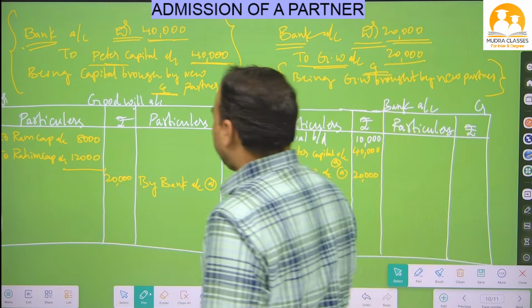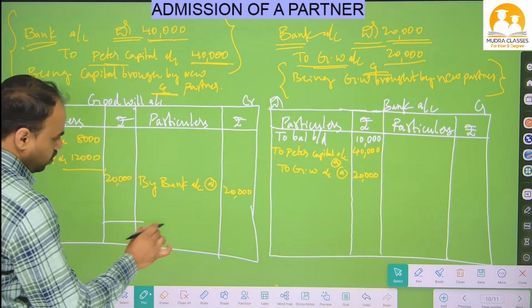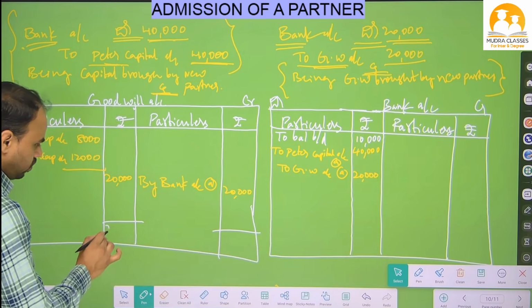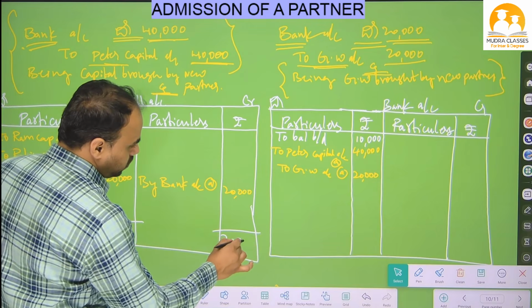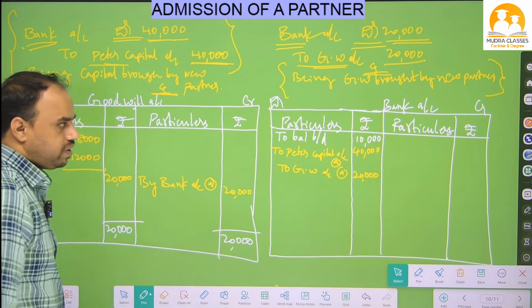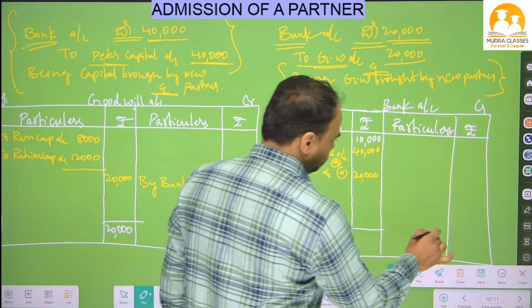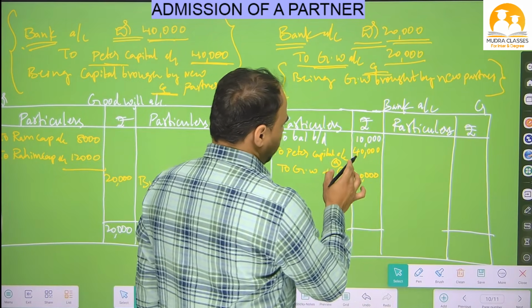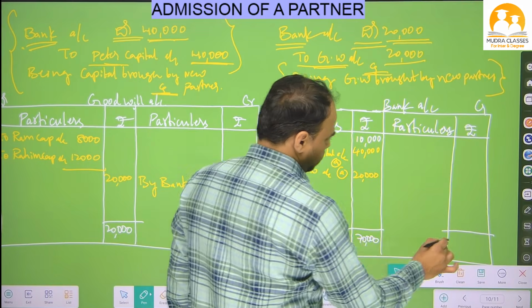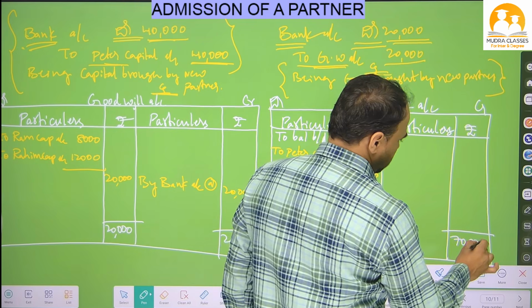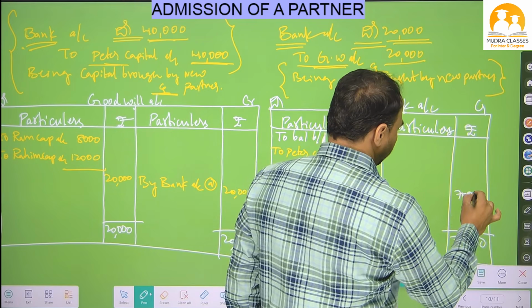Next, now see the next one. Goodwill account is there. Goodwill account automatically it will close. Debit side 20,000 and credit side 20,000. Both sides same answer, so automatically it will close. Now close the bank account. 40 plus 10 is 50, 60, 70,000. 70,000 rupees. Same amount we will write here, 70,000 rupees.